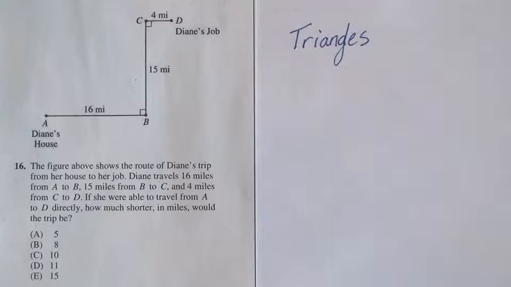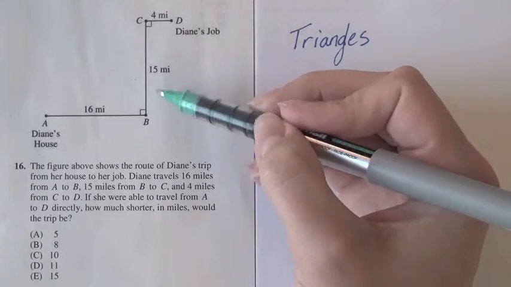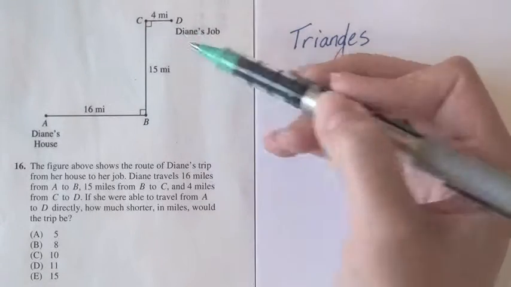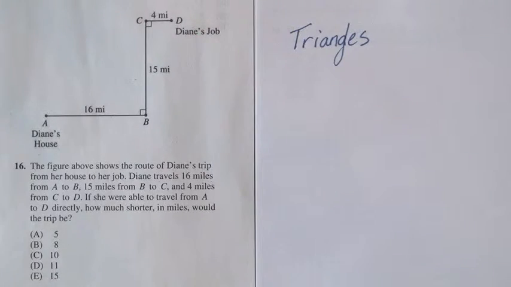Question 16 reads, the figure above shows the route of Diane's trip from her house to her job. Diane travels 16 miles from A to B, 15 miles from B to C, and 4 miles from C to D. If she were able to travel from A to D directly, how much shorter in miles would her trip be? This is a triangles problem that has a couple of opportunities along the way for you to be tricky and solve it really quickly.